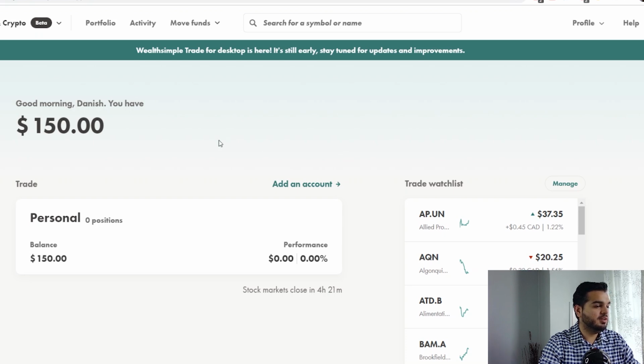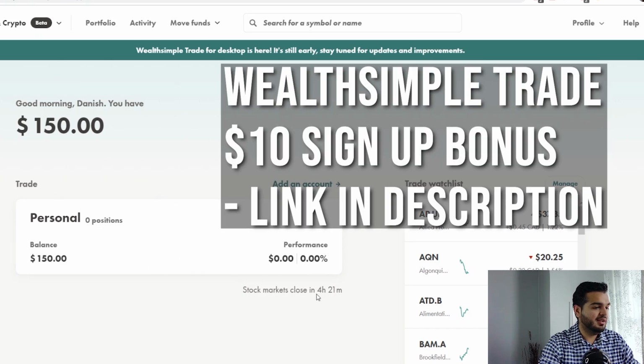So on your home screen, what you'll see is how much funds you'll have available. Once you already make some trades, you'll see the performance right here. And it actually tells you how much time you have to make trades until the stock market closes, which I think is kind of neat.